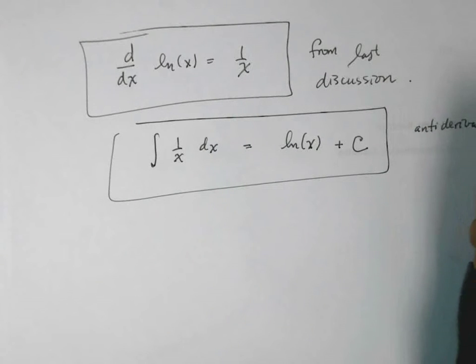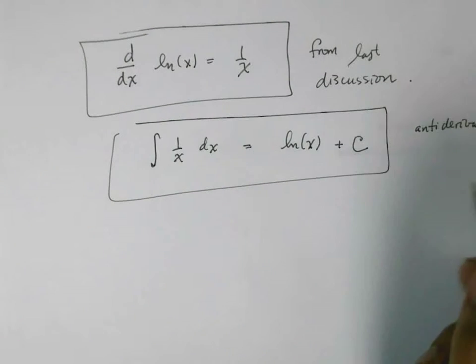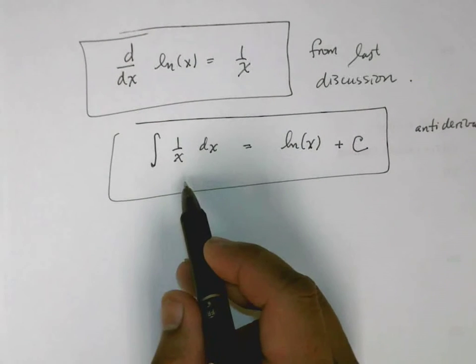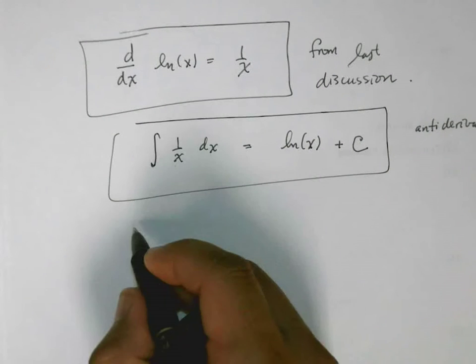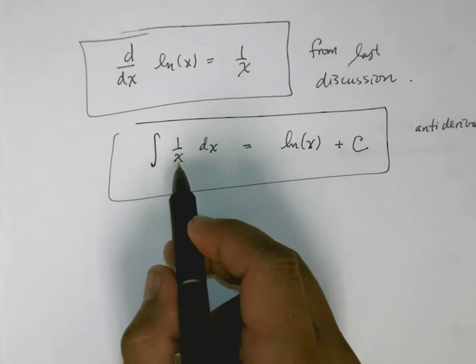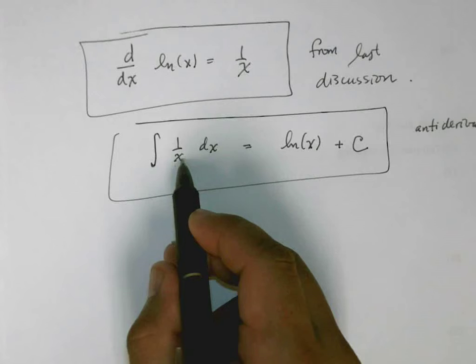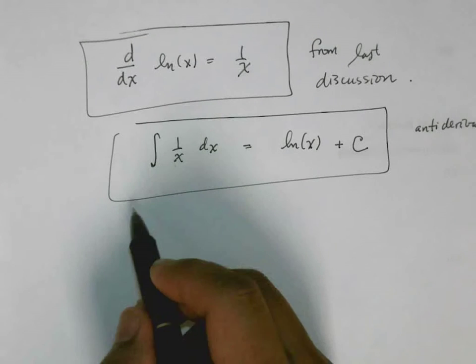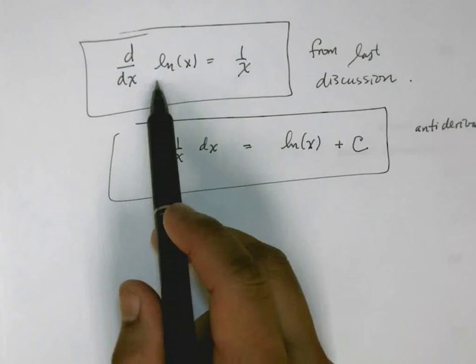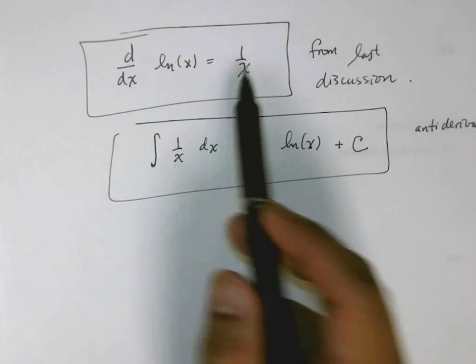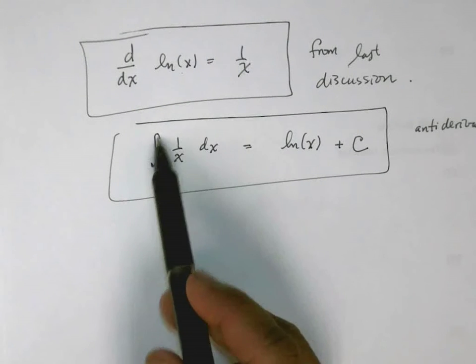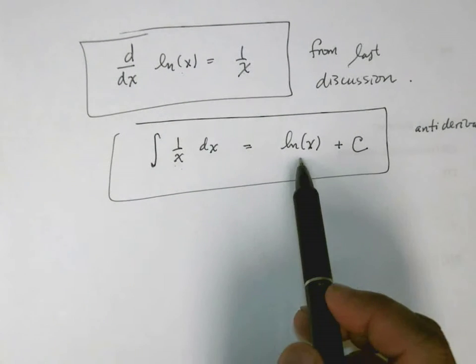Now, if you aren't quite convinced of this, try to apply the power rule of derivatives or antiderivatives to this and see what would happen there. But if the derivative of natural log is 1 over x, then that can only mean that the antiderivative of 1 over x is the natural log of x.